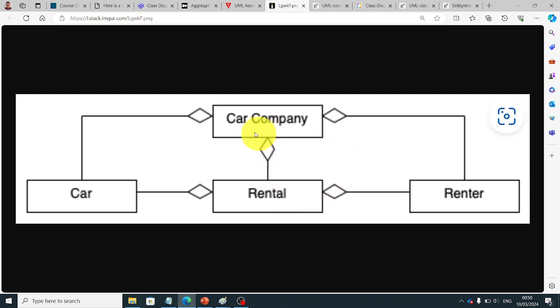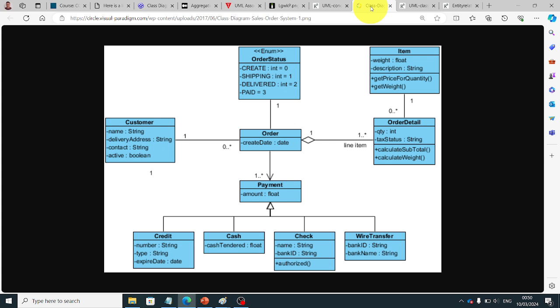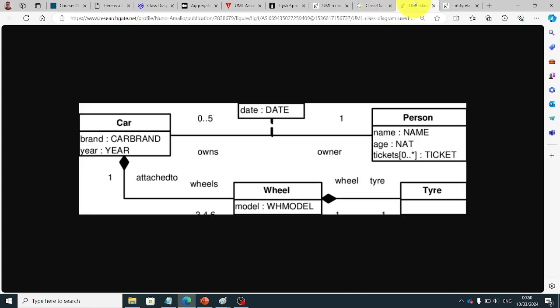That's very different, for example, than situations like the car and the wheel. It's arguable whether that's a composite relationship, but certainly the wheel and tire is definitely a composite relationship. The tire on its own ceases to be of any use without the wheel of the car.